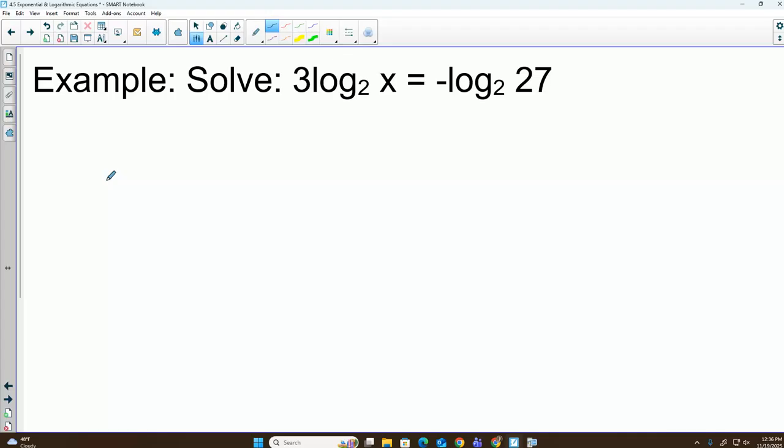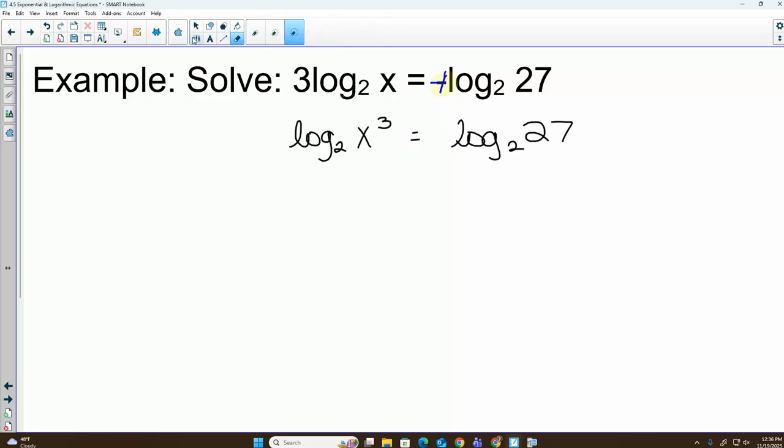What would I do on this one? I can't drop my logs yet because I don't have just a plain log on each side. When I'm looking at this, there is a negative in front. That's the same thing as saying a negative 1. Where would that negative 1 need to go? The exponent. So I'm going to write this as log base 2 of 27 to the negative 1 power.